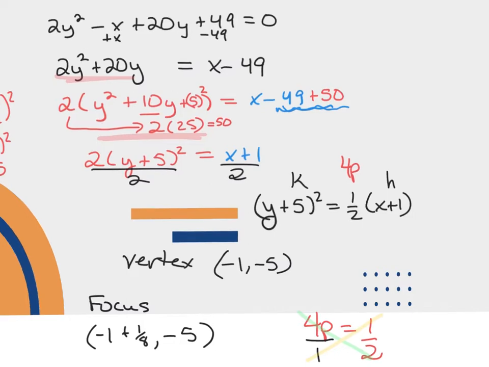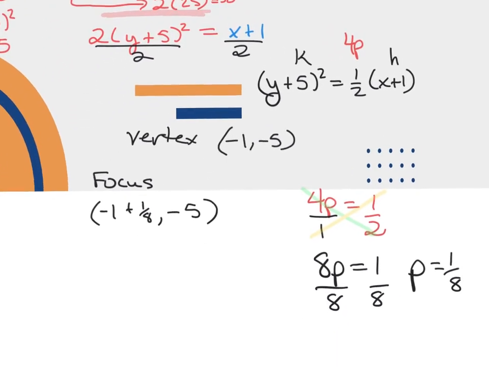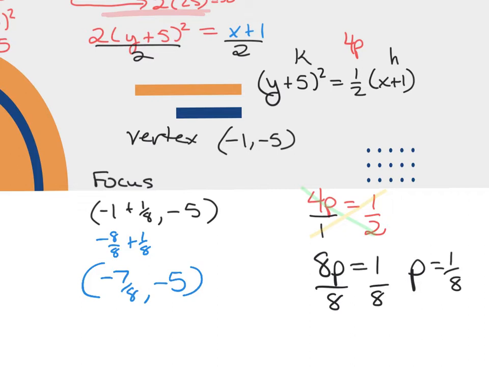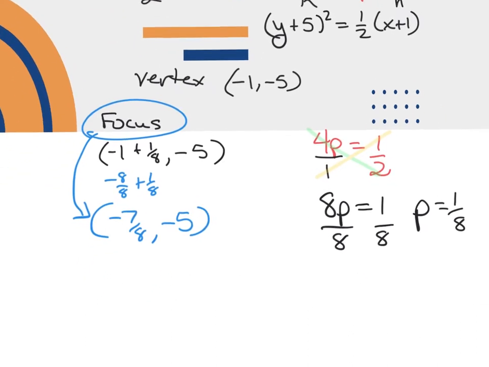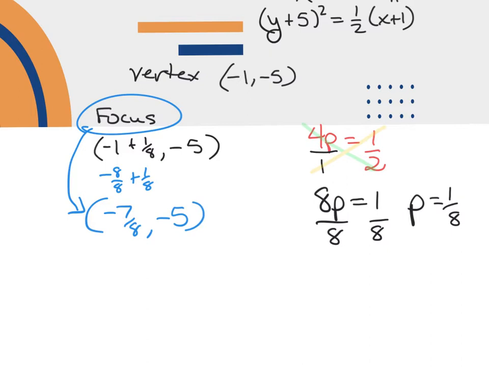Thank you. Okay, so then now I'm going to go ahead and simplify this for my focus point. I can make the -1 8/8, and then I get -7/8, comma -5. This is my focus point. For my directrix, I use the opposite of P.